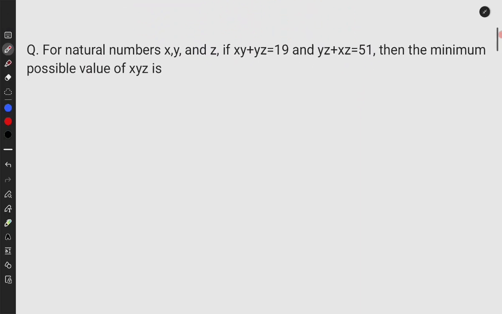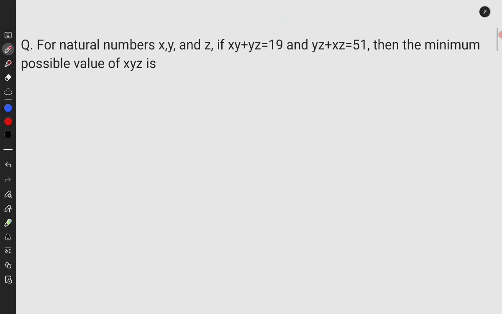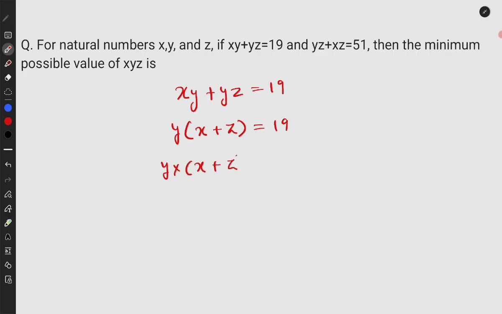Second question. For natural numbers x, y, z, if xy plus yz is 19 and yz plus xz is equal to 51, then find the minimum possible value of xyz. xy plus yz is 19. Now we can take y common, so we're left with y into x plus z equals 19. Now this could be broken down like 1 into 19 or 19 into 1. In that case, if we consider the first part, y will be equal to 1 and x plus z will be equal to 19.